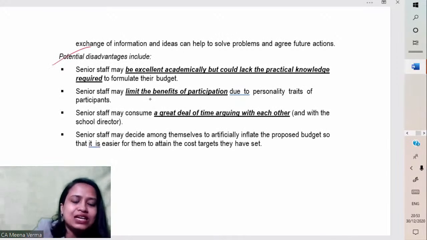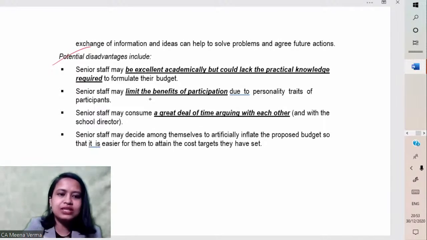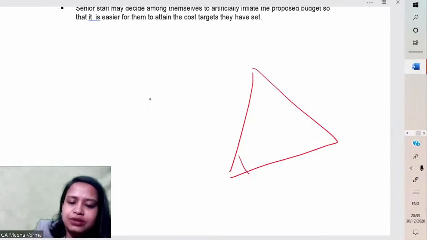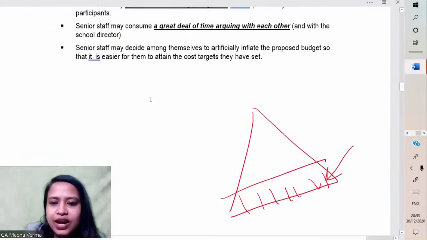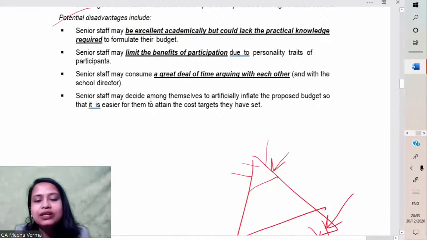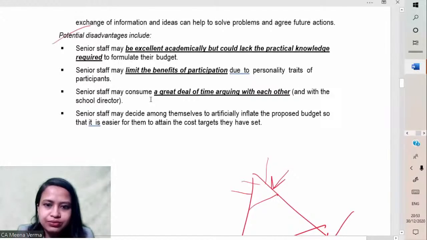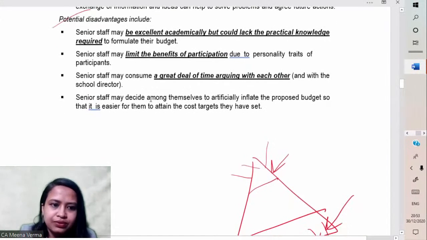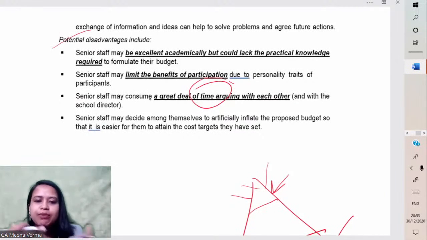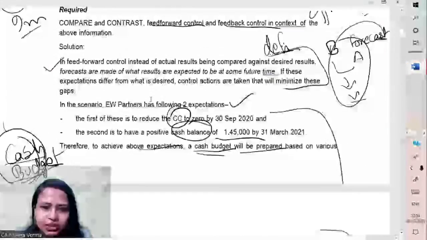Okay, next is, what are the disadvantages of including this senior management? Senior staff may be excellent academically, but could not see the actual people working here. They know the ground reality. They are saying that the people sitting at the top level management are academically good, but it might be possible they don't know the ground reality, the practical knowledge they don't have. And it might be possible that they spend some of the time arguing with each other about some topic. So these are all disadvantages of involving the senior management while preparing the budget.